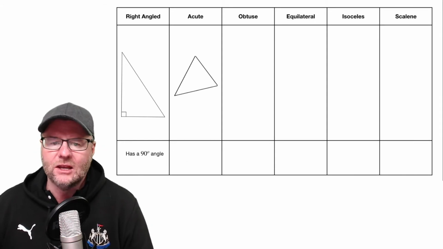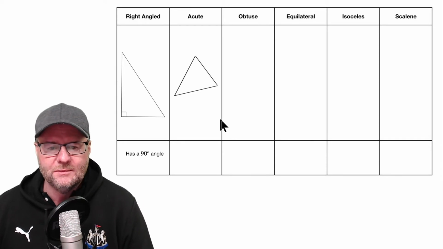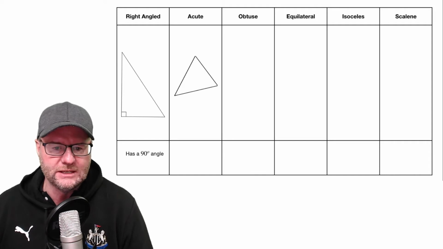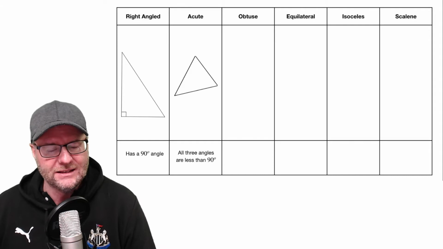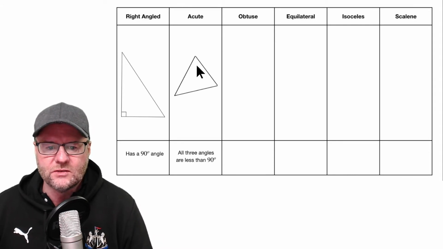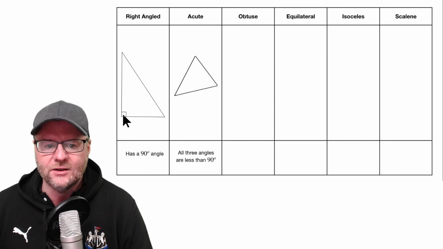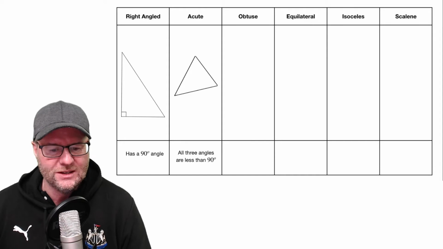We call this an acute triangle. Now you might remember from previous work that the word acute means less than 90 degrees. So an acute triangle has all three angles less than 90 degrees. If I have a look at this one, each one of those three angles is smaller than 90 degrees. We call it an acute triangle.